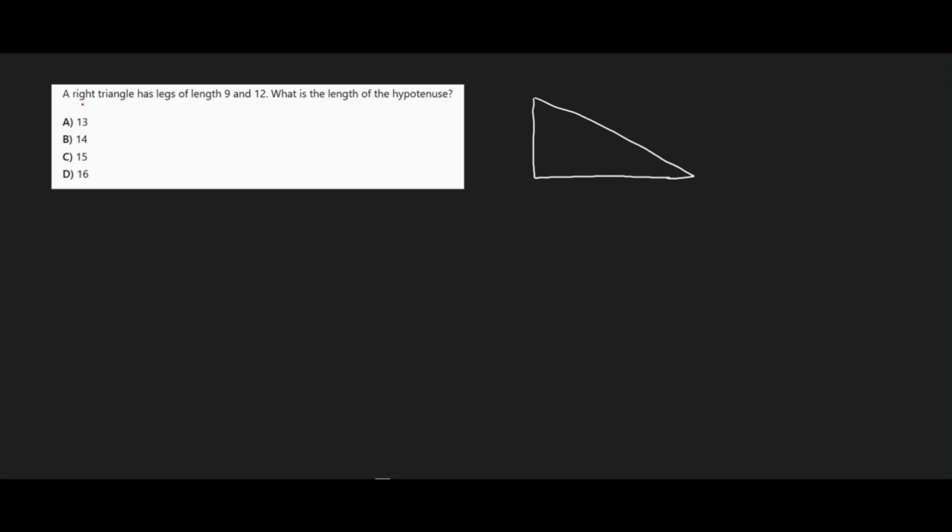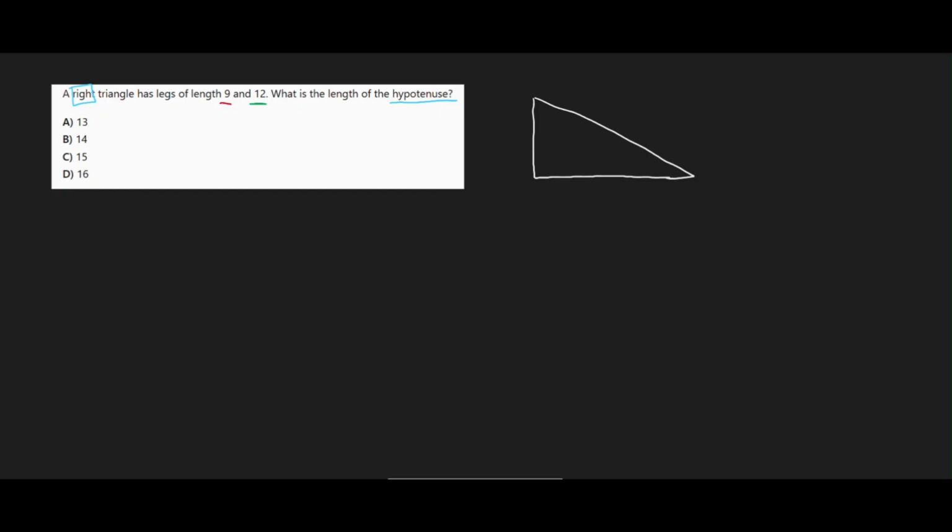We are told that a right triangle has legs of length 9 and 12, and we want to know what is the length of the hypotenuse right over here. So we know that this is a right triangle, and so the hypotenuse is going to be opposite the 90-degree angle. It's going to be the longest side.